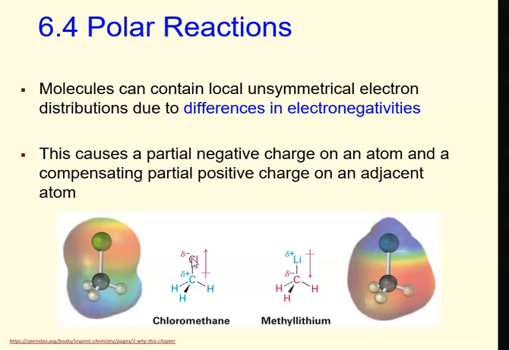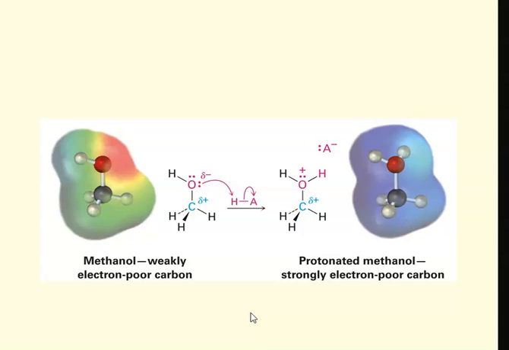On the other hand, there are metals like lithium or magnesium, which are more electropositive than carbon, or in other words, carbon is more electronegative than these metals, and as a result you can see the direction of polarity is reversed. Now, polar bonds can also result from interaction of the functional group with acids or bases.